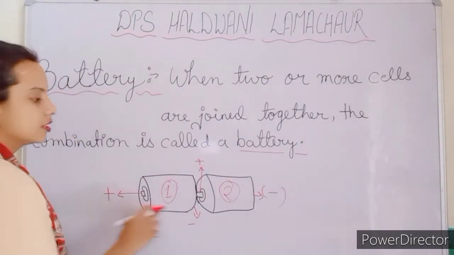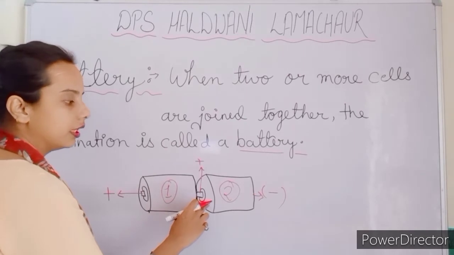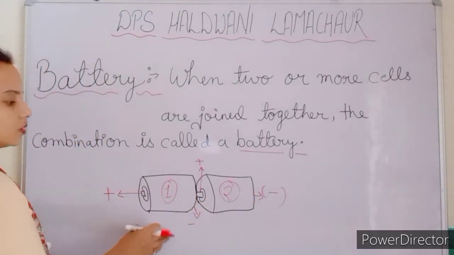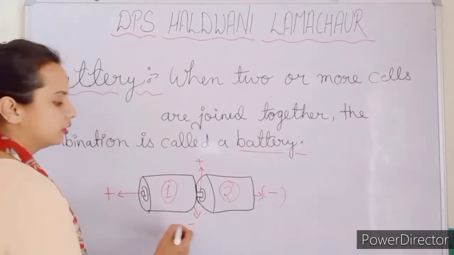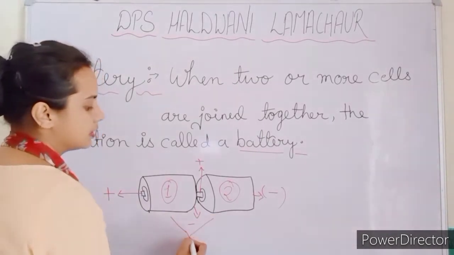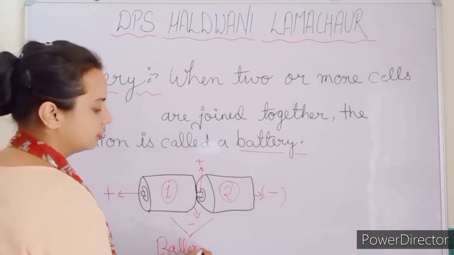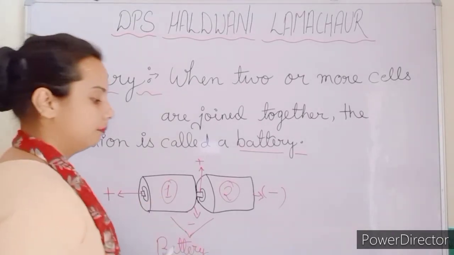So this is a positive, negative. Negative is attached with a positive one, and then at the back side is the negative terminal. So when these two cells are joined together, this combination is known as a battery.